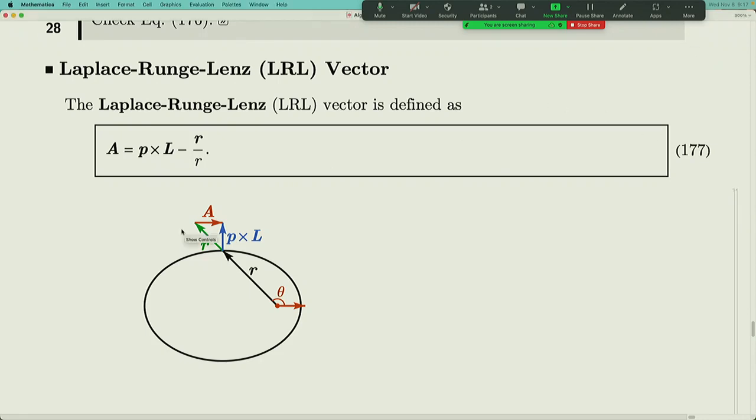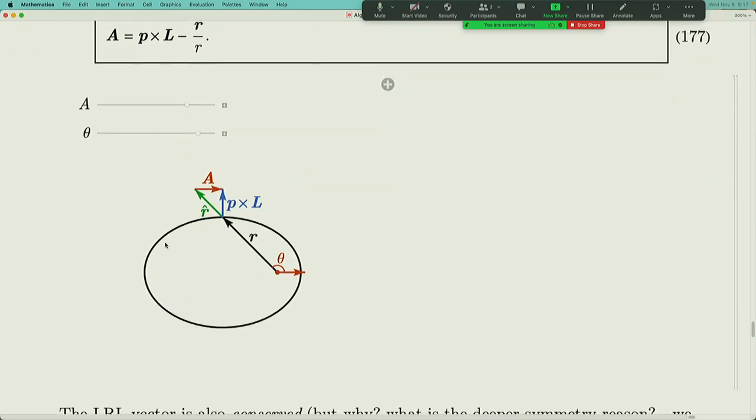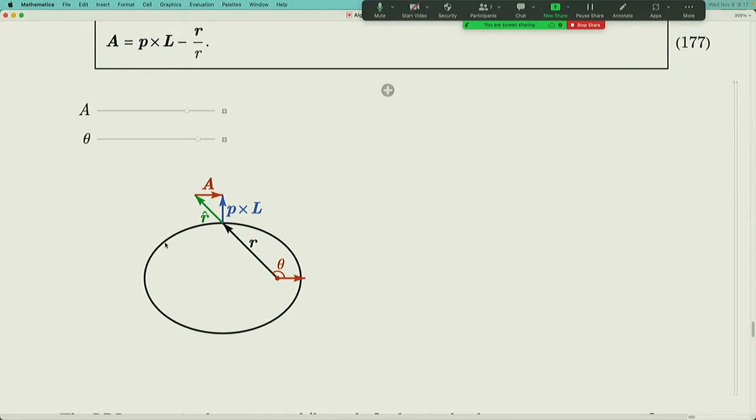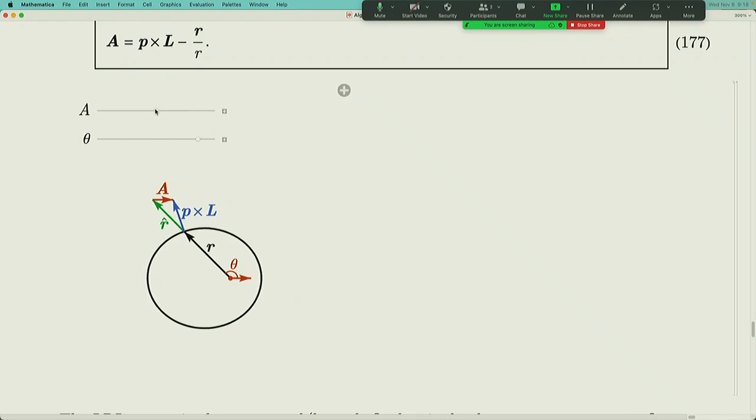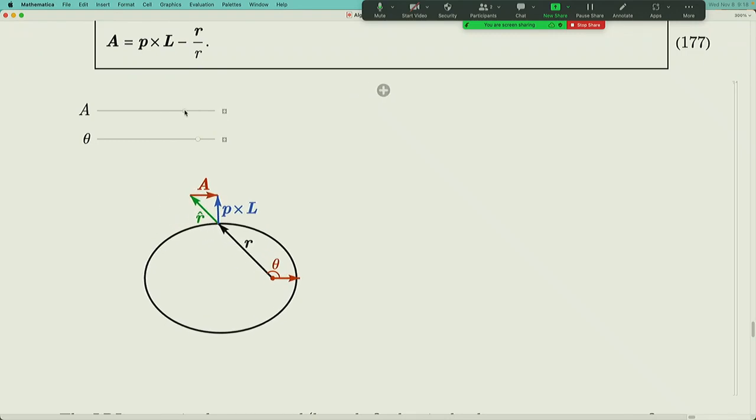In order to show that it's a conserved quantity, I try to make an animation. So this A vector, as a vector, it has a direction and also a length, for example. So the direction of this A vector is basically, let's say, along the x direction. And then the length of this A vector, I have a slide bar here, which I can tune. So if we always put the A vector along this x direction, then if you change the length of the A vector, actually that will change the shape of this orbit.